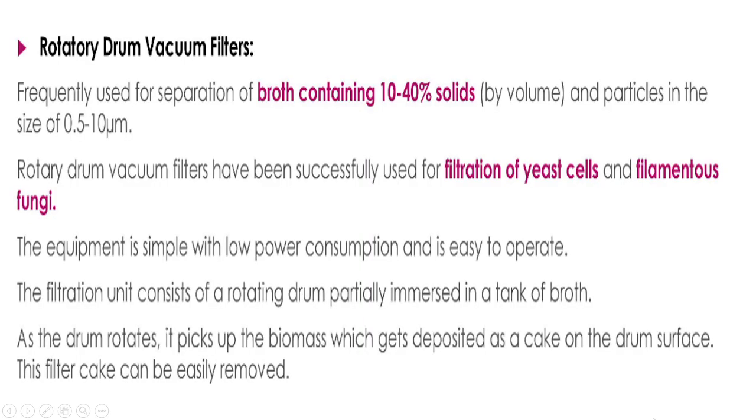Then we have rotary drum vacuum filters. It is used for separating broth containing 10 to 40% solids, a high percentage of solids. Here, cells like yeast, filamentous fungi, etc., can be removed. It is very easy to operate.